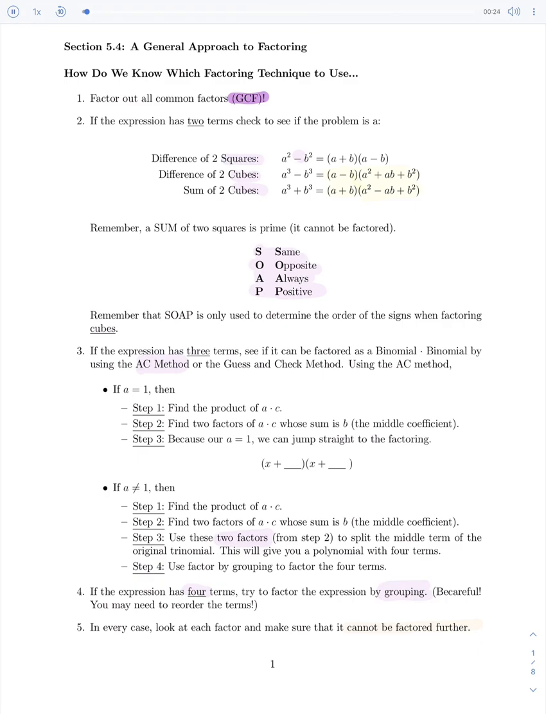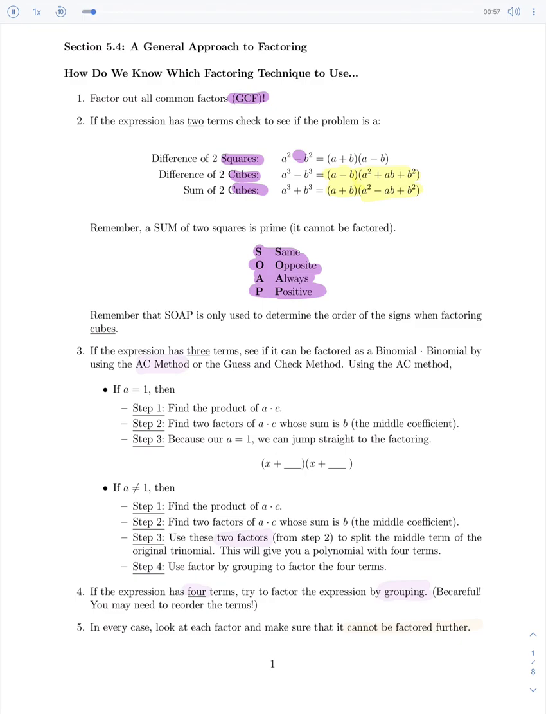We've also talked about how to deal with squares and cubes. Remember, with squares, we could only do squares if it was a difference, meaning a minus sign. And cubes, we could do both, but it was a SOAP process where you have a binomial, a two-piecer, times a three-piecer. So you would have a binomial, two pieces, times a trinomial, three pieces.